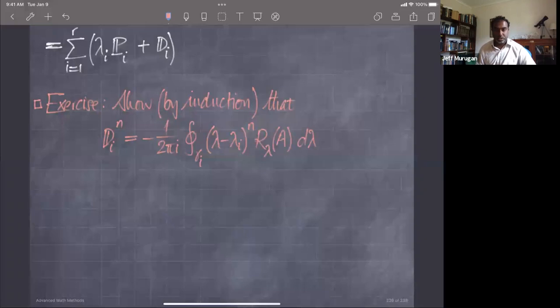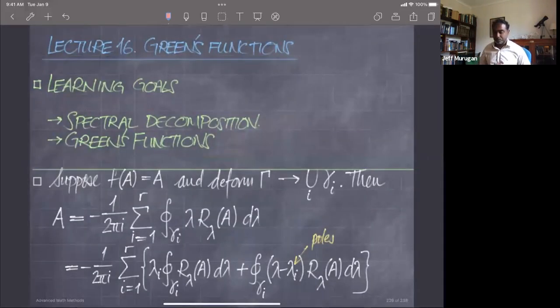And I'm going to use this relation now. So the point is, I can take my operator A, I can break it up into this integral representation, where I take the integrals over the gamma i, and I can split that integral representation into two parts.